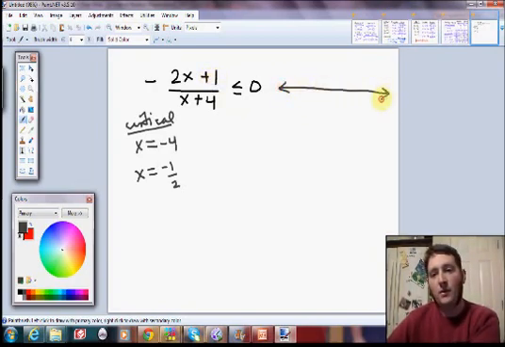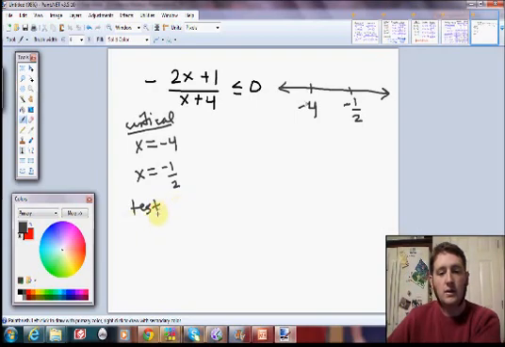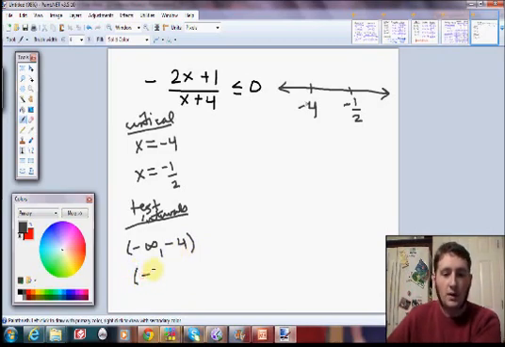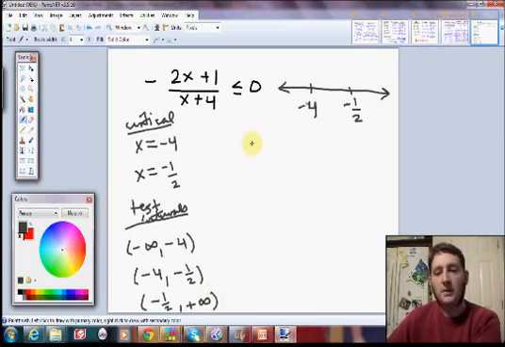And so number line graph, -4 is a critical value, and then we're not worrying about scale or anything, it's just to help us stay organized. -1/2 is also a critical value. And those are our cuts. So our test intervals are from -infinity up to but not necessarily including -4, -4 to -1/2, and -1/2 to +infinity. So we're going to set up our table.